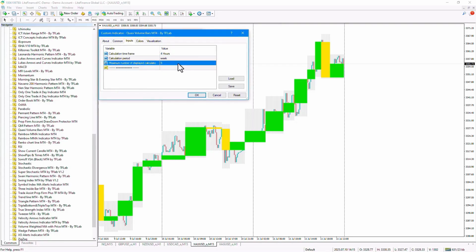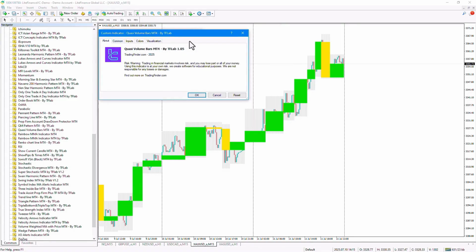The last option relates to the maximum number of displays, indicating how many candles will be shown for these boxes, which is set to 5 by default.